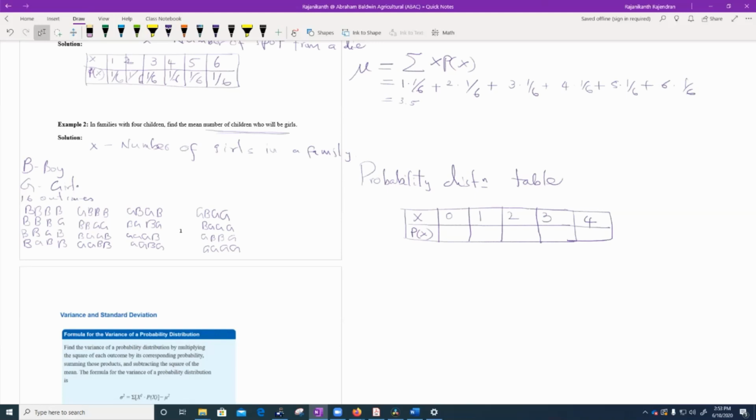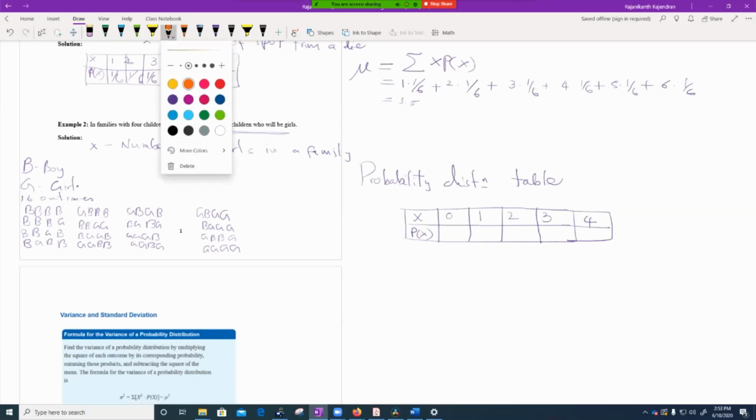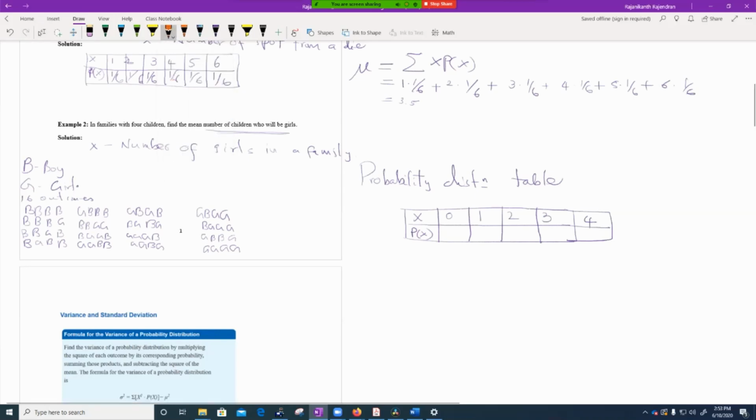So suppose x is 0, that means there's no girl in that family. That means all should be boys. So we have only one such possibility. All should be boys. So that is simply the first one. So that means only 1 out of 16.